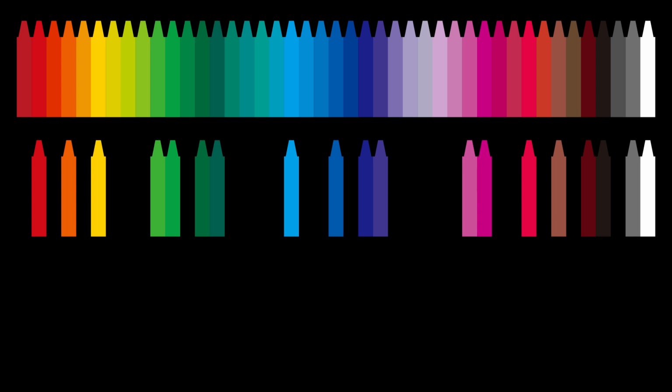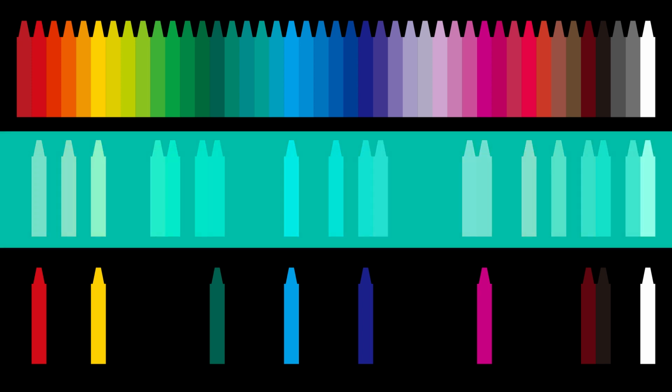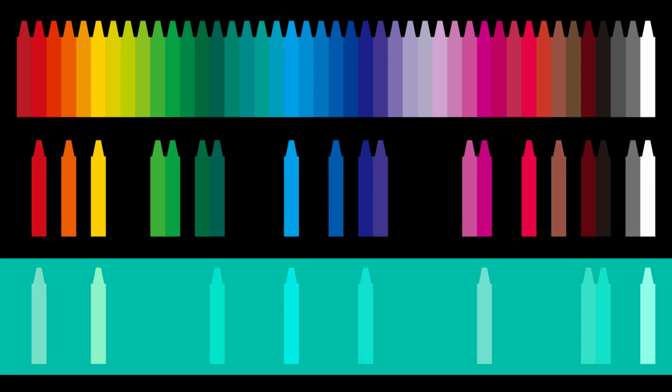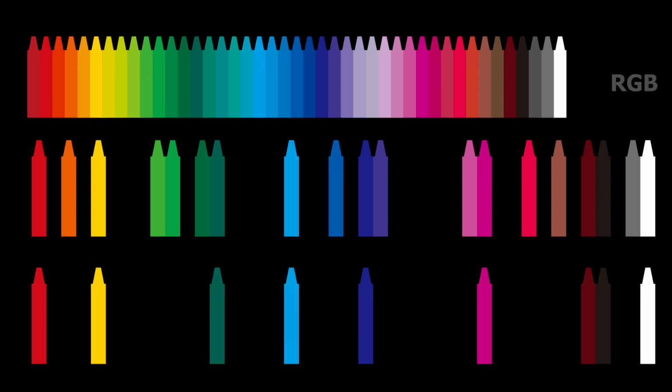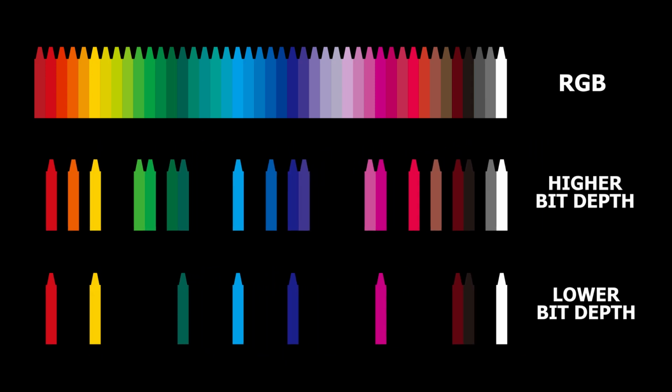But suppose even now you couldn't afford this set of colors, so the vendor gives you an even smaller set. Since this set contains more colors from this color space, this is at a higher bit depth than this set which contains a lesser number of colors from this color space, so this is at a lower bit depth. To sum it up, we have the RGB color space, the higher bit depth, and the lower bit depth.